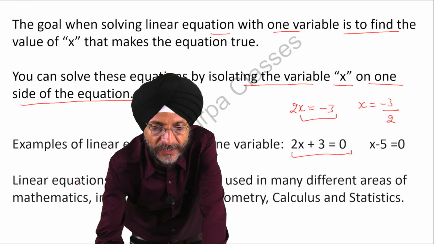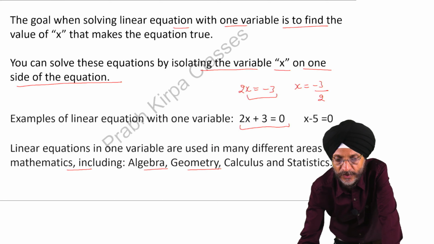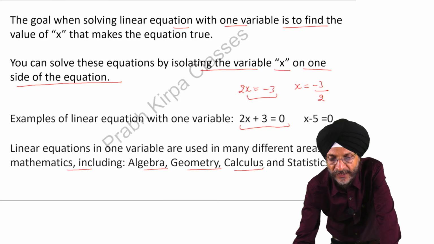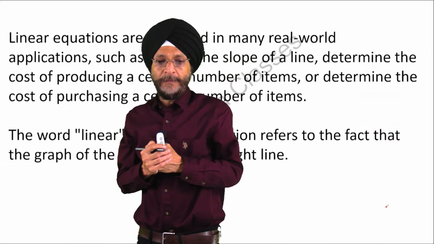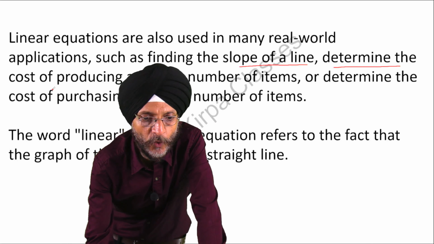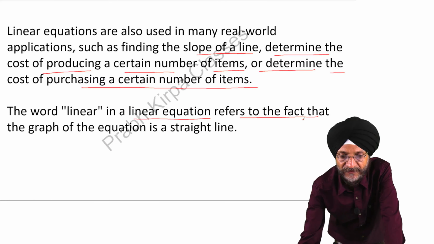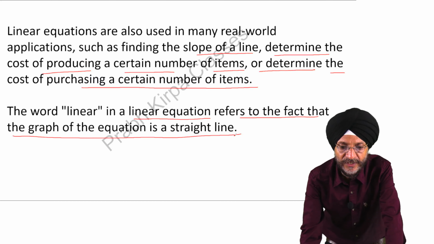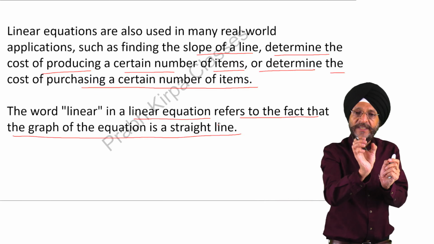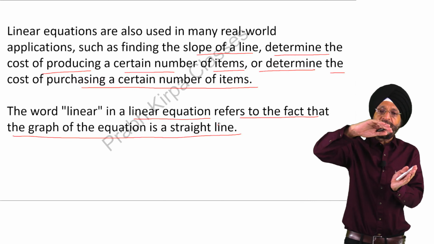Linear equations in one variable are used in many different areas of mathematics, including algebra, geometry, calculus, and statistics. Linear equations are also used in many real-world applications, such as finding the slope of a line, determining the cost of producing a certain number of items, or determining the cost of purchasing a certain number of items. The word linear in a linear equation refers to the fact that the graph of the equation is a straight line. That is the meaning of linear, which has been used in the words linear equation. It means that the graph of the equation is a straight line.